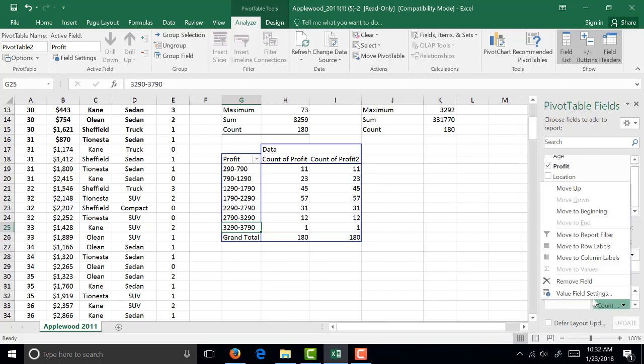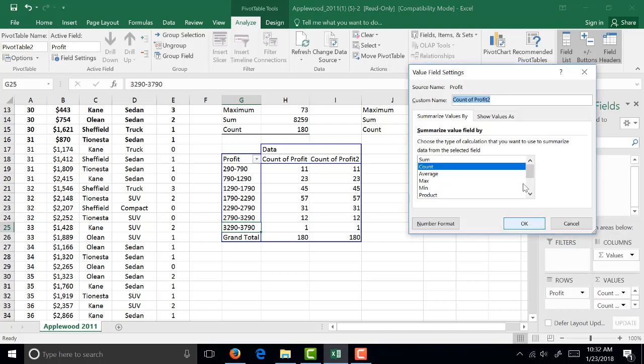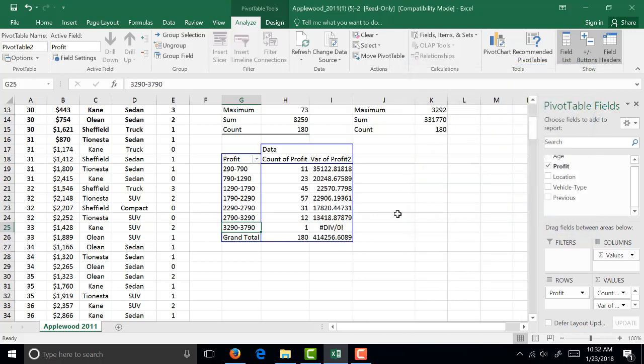So I'm going to go to the drop down, the value field settings, and I'm going to scroll down to where we have variance. Here we have the variance of a sample and the variance of a population. So I'm just going to select variance, take this as a sample, and click OK. And now we have our variance of 414,256.60. Once again, this is from a frequency table, so it might be slightly different than what we calculated before.